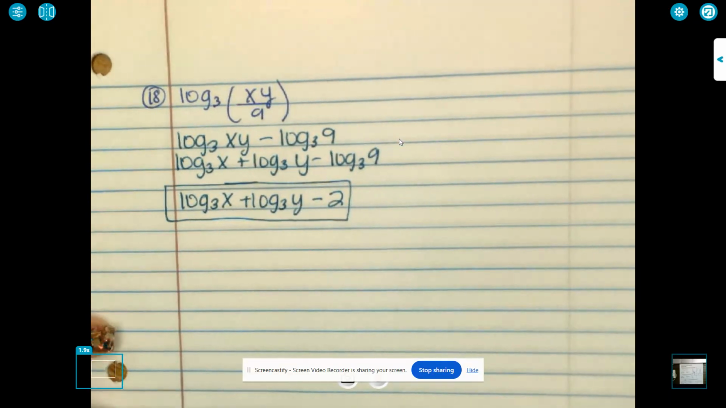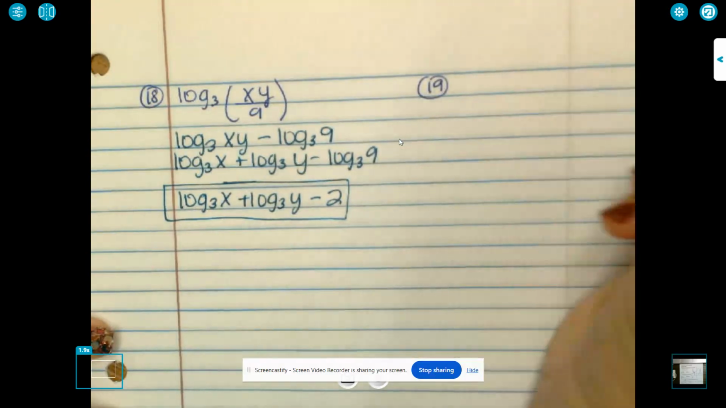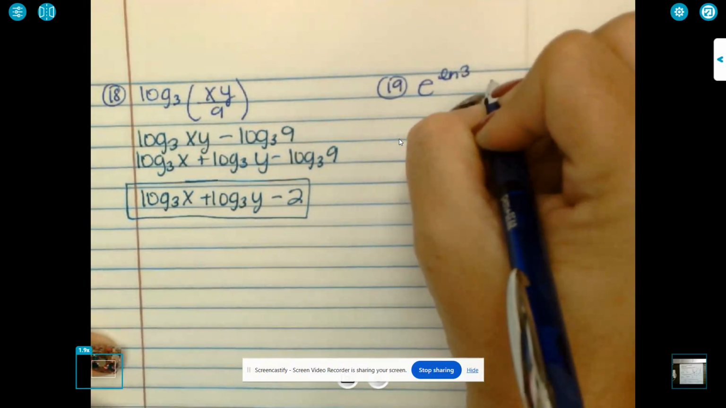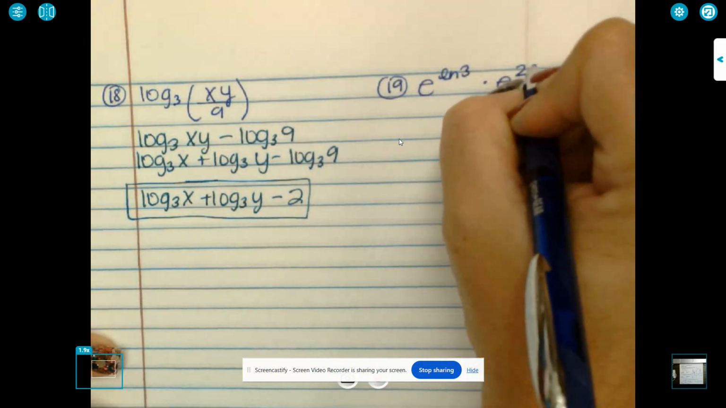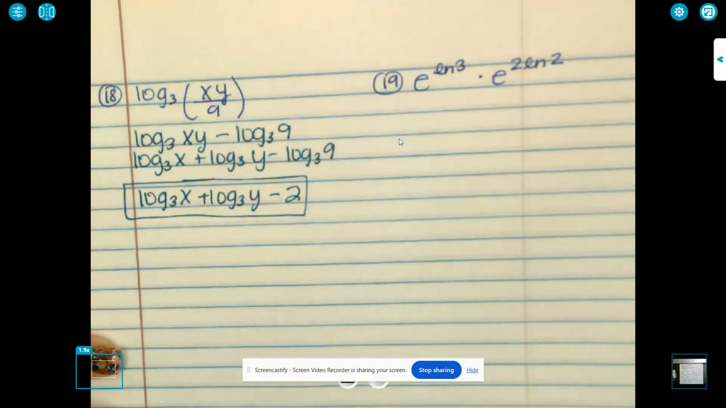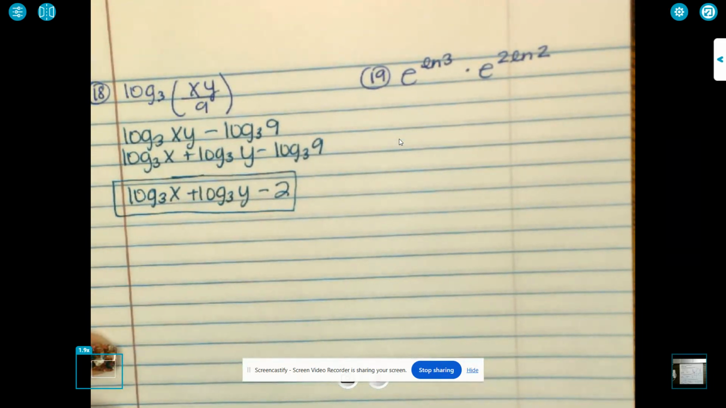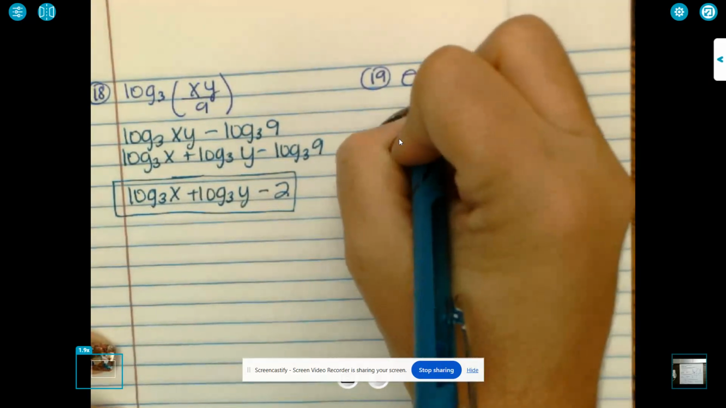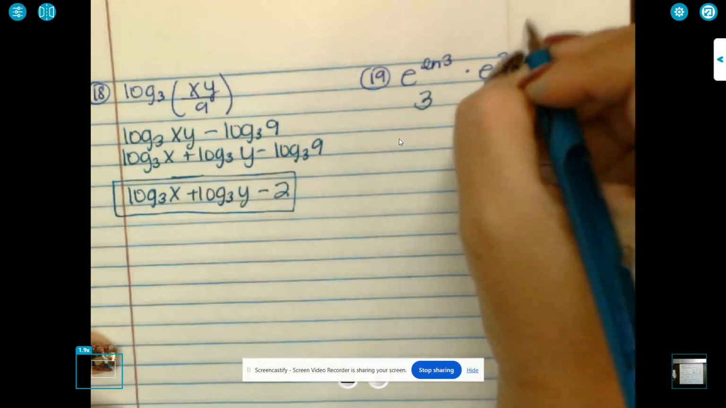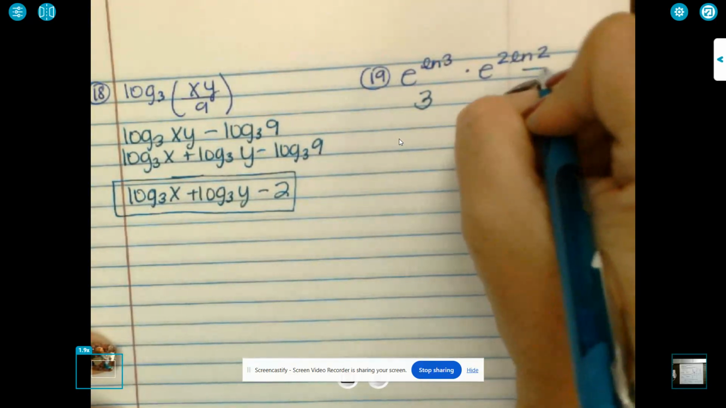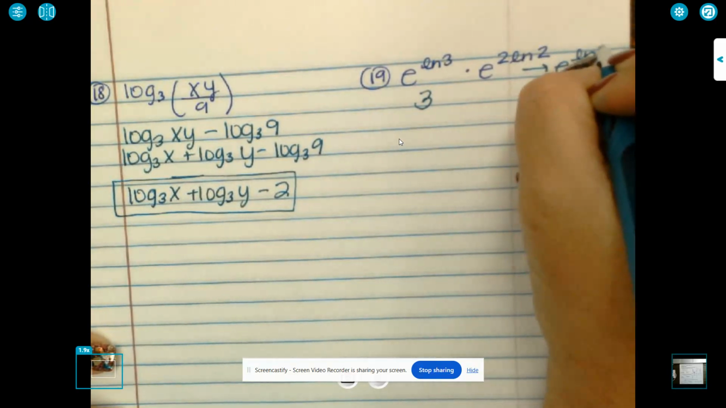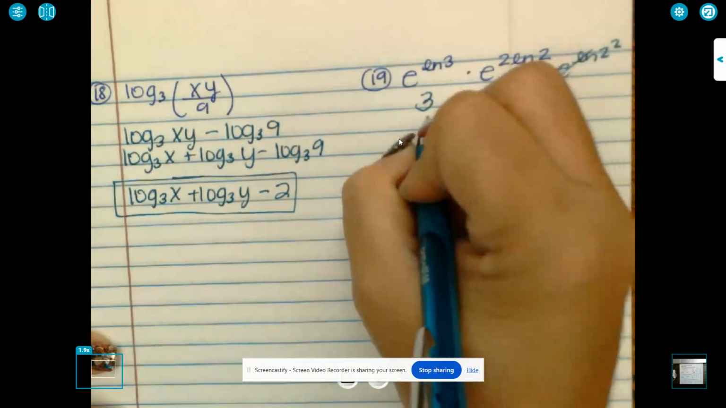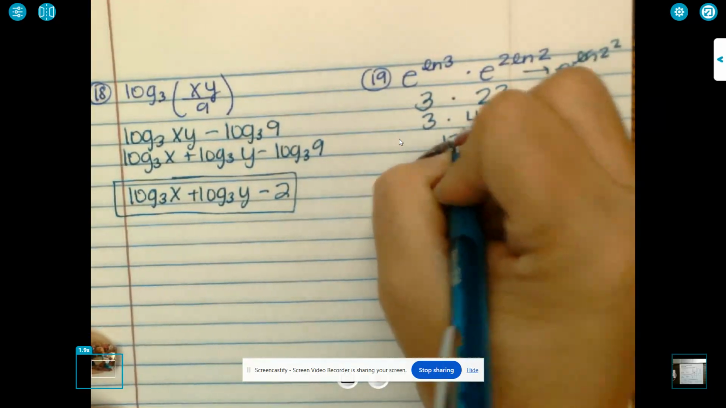All right, 19. Okay, so again, only thing to do here is to rewrite this. Remember, e and ln are going to cancel, leaving me with 3. This becomes e to the ln 2 squared, and e and ln will cancel there. So 3 times 2 squared, which is 3 times 4, which is 12.